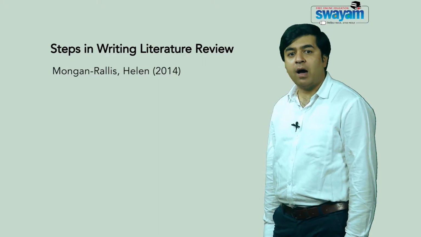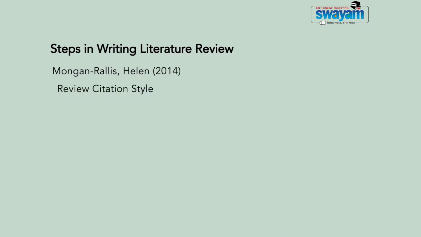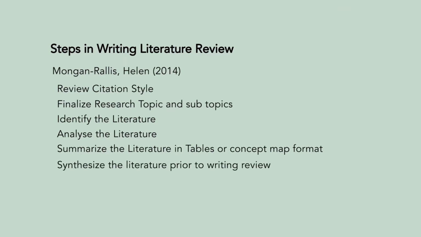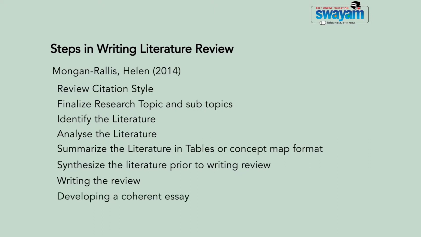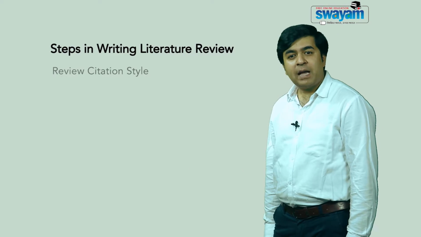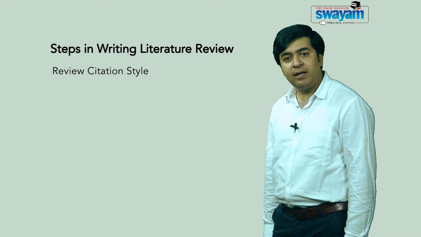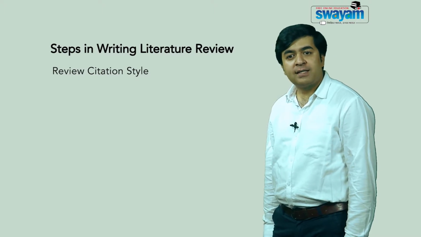These 8 steps are: review citation style, finalize research topic and subtopic, identify the literature, analyze the literature, summarize the literature in table or concept map format, synthesize the literature prior to writing the review, and the last one is developing a coherent essay.